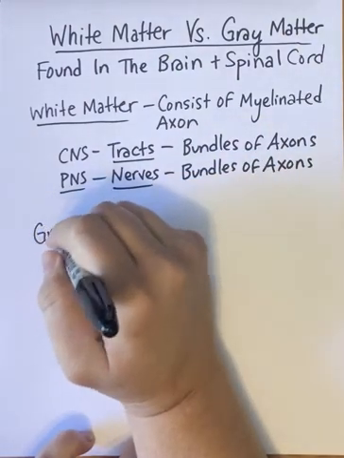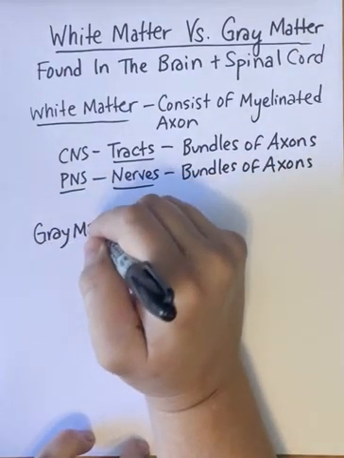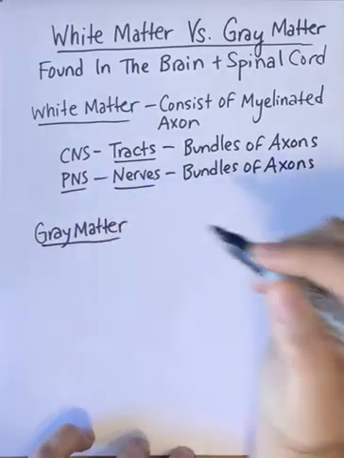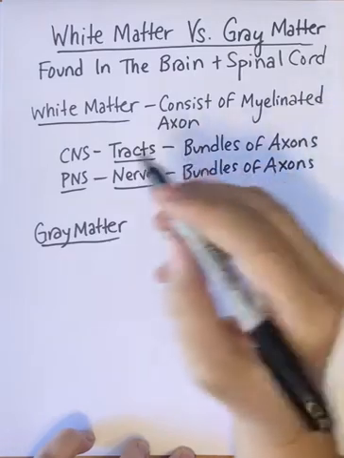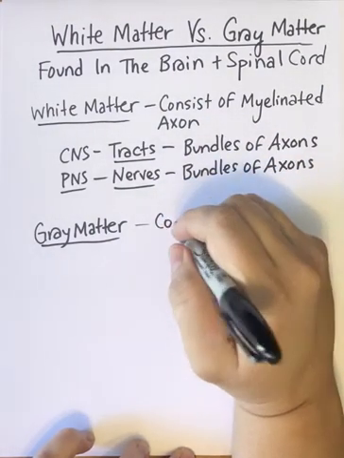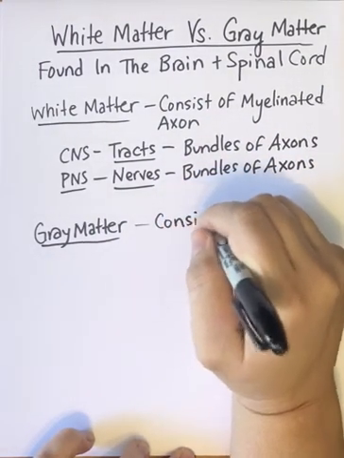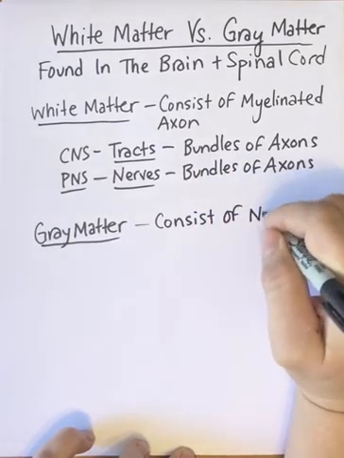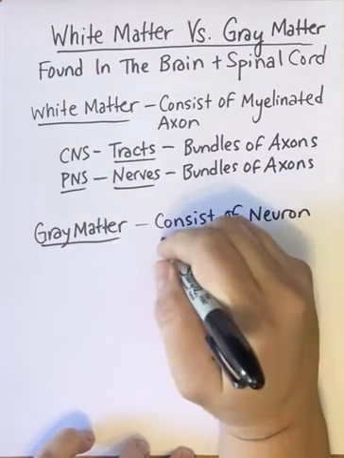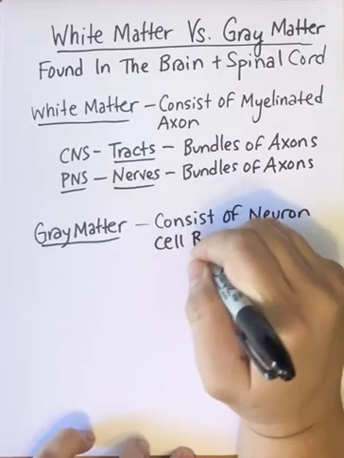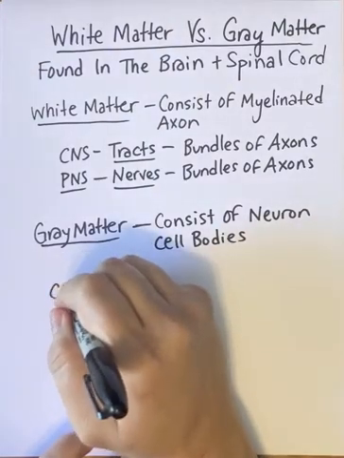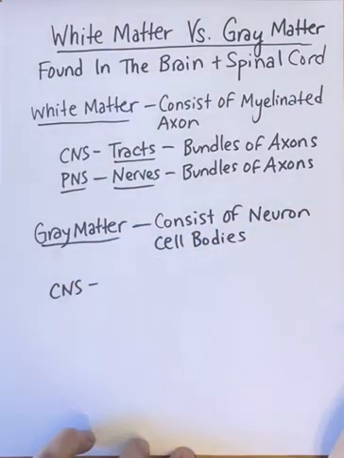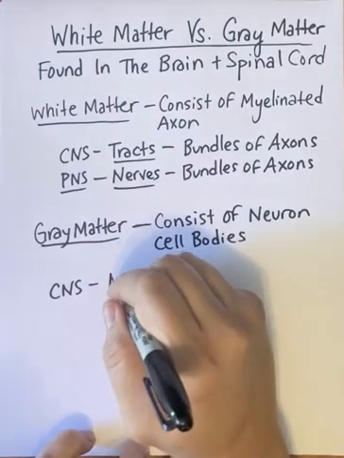Now, gray matter. Gray matter is anything that is not myelinated on a neuron. These are also found in the brain and spinal cord, but these are going to consist of neuron cell bodies. Now we have different names for neuron cell bodies in the CNS versus the PNS. In the CNS, we call our neuron cell bodies nuclei.